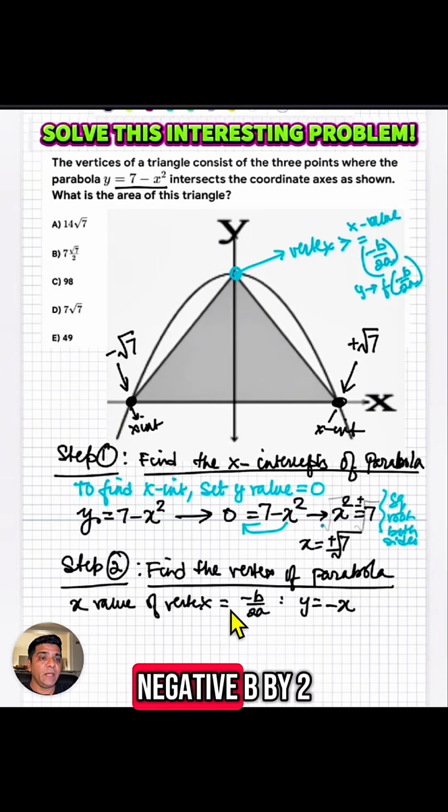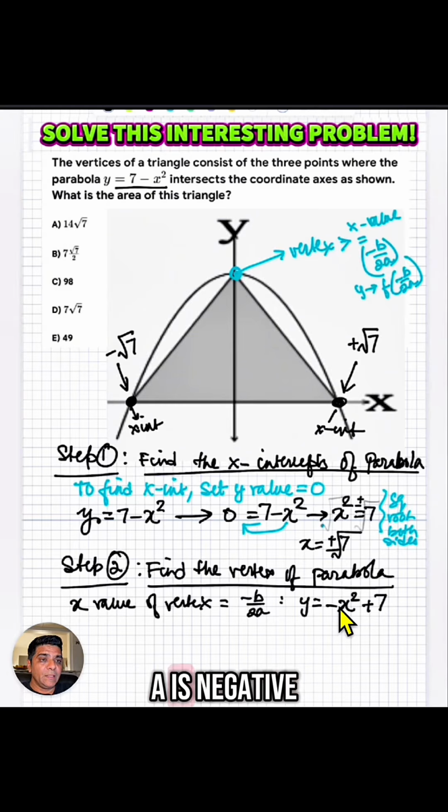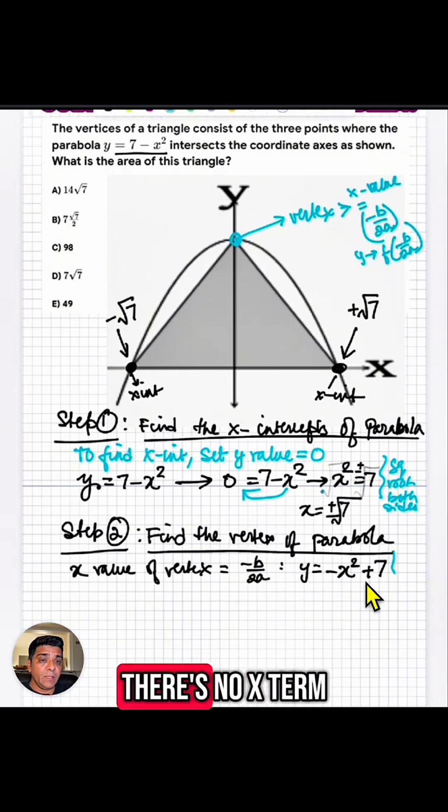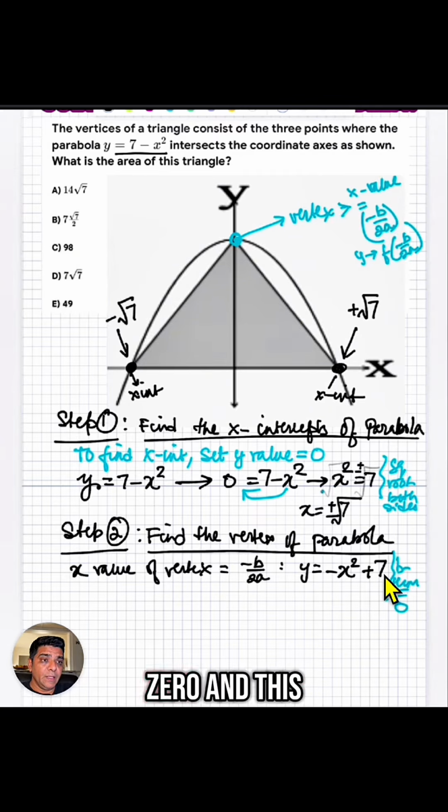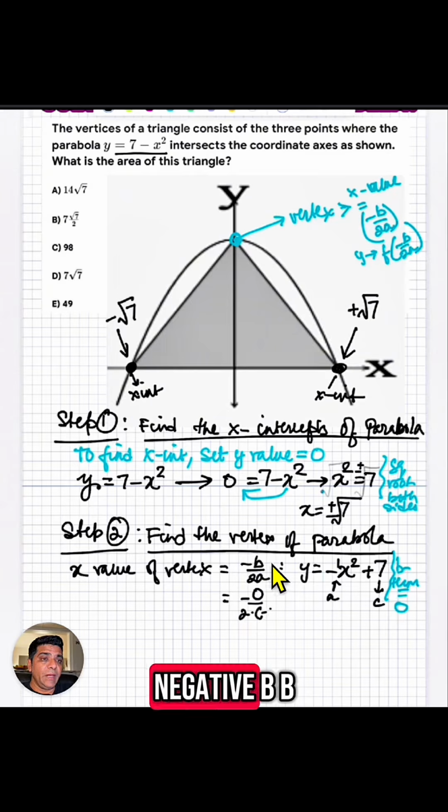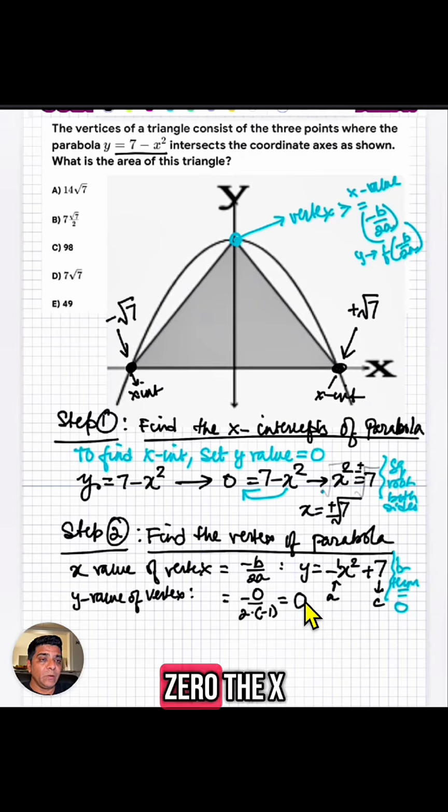For these coefficients, negative b over 2a, here you see a is negative 1. There is no b because there is no x term, so b is going to be 0. And this is c. 7 is the c term. We don't even need the c term in here. We need only negative b over 2a. So I'm going to go ahead and set up the x value. Negative b is 0. We said there's no x term. 2 times a is negative 2. So that is 0. The x value of the vertex is 0.